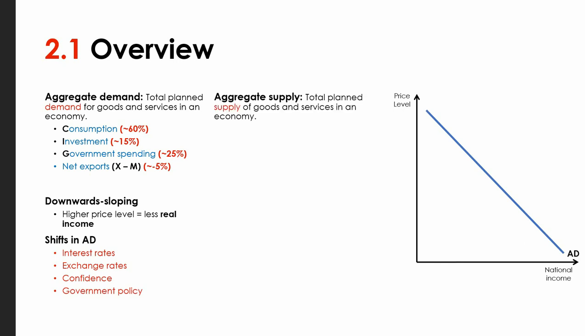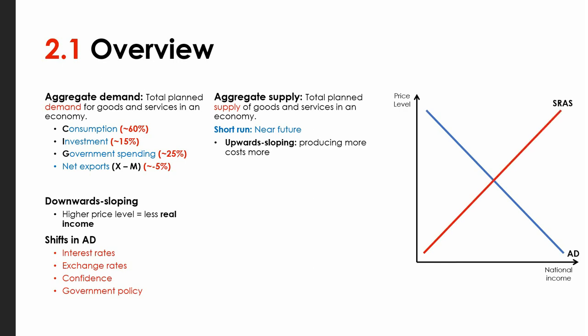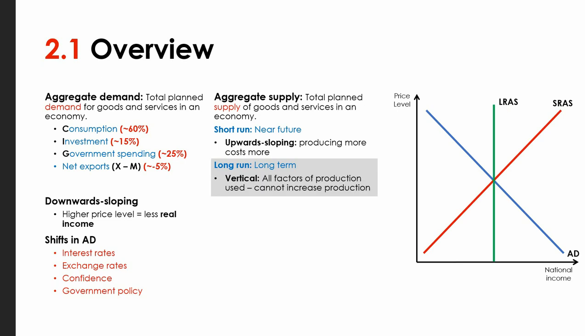Aggregate supply is the total planned supply of goods and services in the economy. We break it into the short run, the near future, which is upward sloping because to produce more output costs more, meaning higher national income means a higher price level. Whereas the long run is the long term. And in the long term, we assume that all factors of production are used, so we're always at our capacity. So we get this vertical curve fixed at that level.